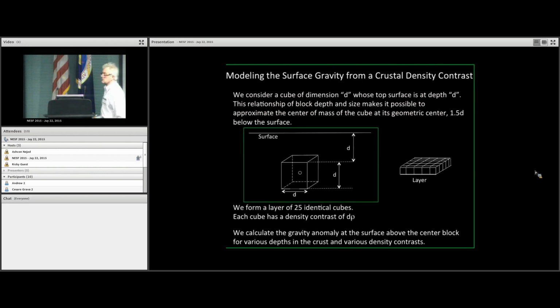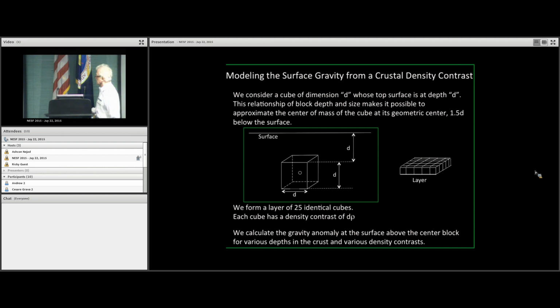Next chart. So quickly, a very simple model, and this is a dimensionless model. We have a cube of dimensions d, and we put the cube at a distance d below the surface. The point about doing this is that with this cube you can concentrate all the mass at the center of mass for the moment, a distance d below the surface, and effectively it's a little bit like a sphere. It works rather uniformly. And as you go deeper, the block gets bigger, but the same geometric relationship applies.